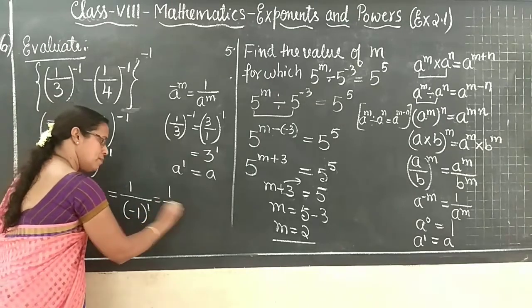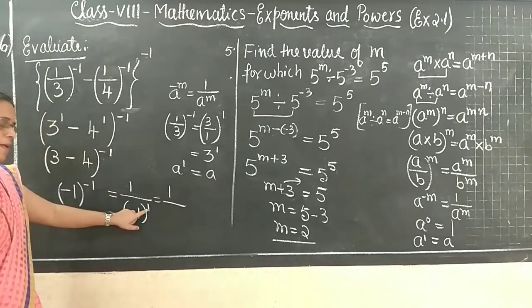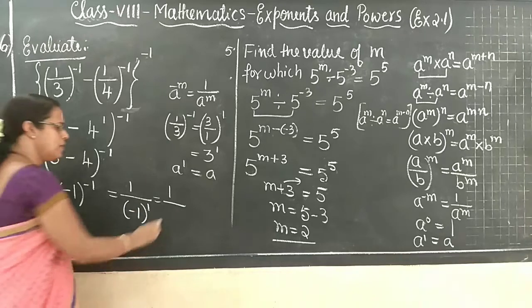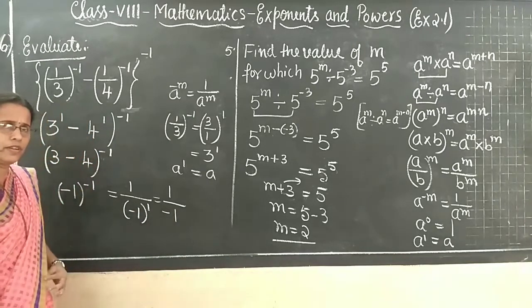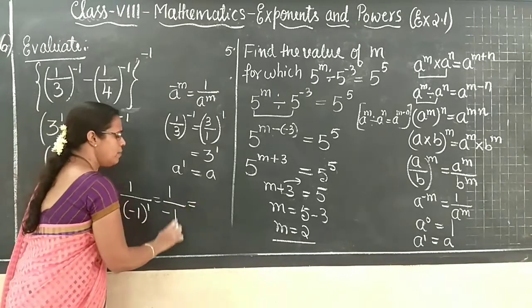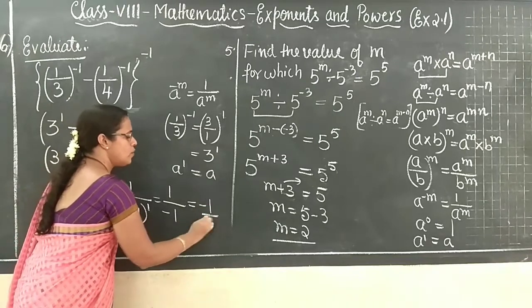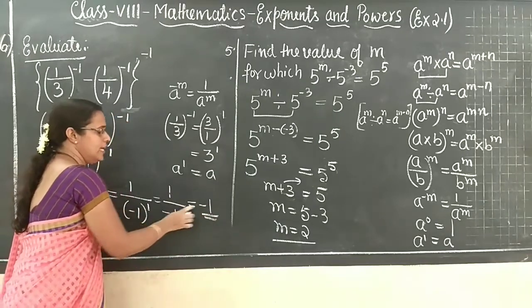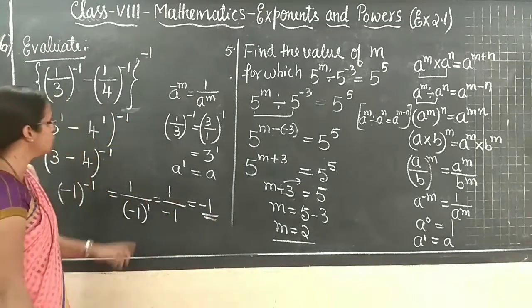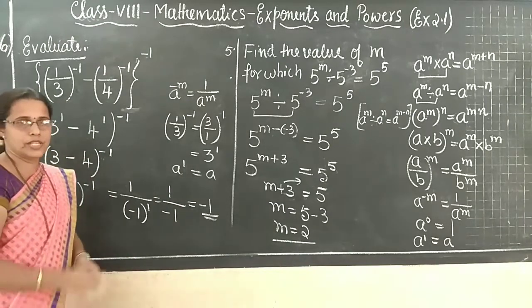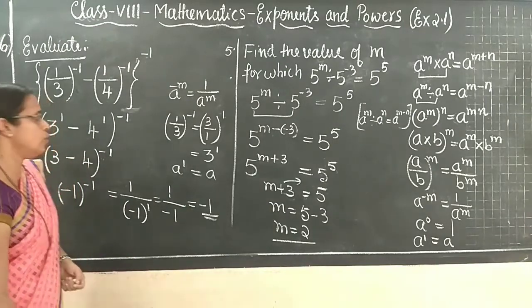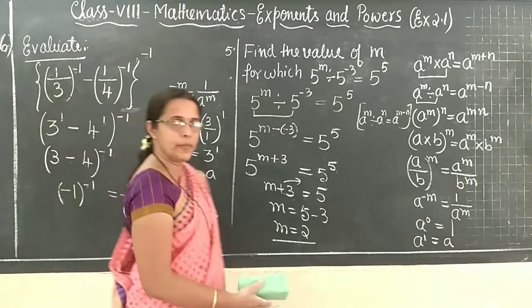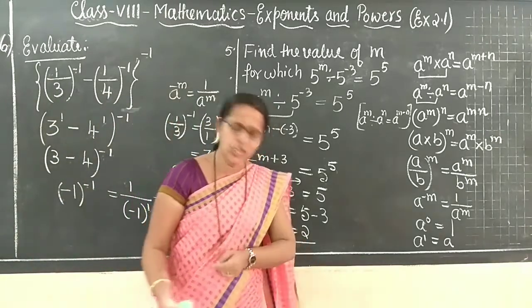Now calculate 1 by minus 1 one time. Minus 1 one time is minus 1 itself. Yes? Then 1 by minus 1 is 1 by 1, what is that? Sign is minus. Minus 1 is the final answer. Hope you all understood. Okay? So like this we have to complete the problem. So now let us move to the next problem.